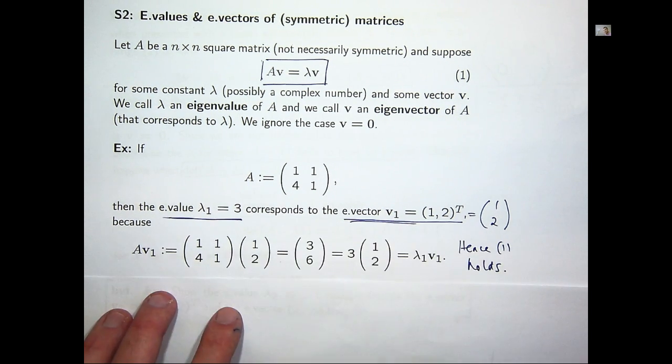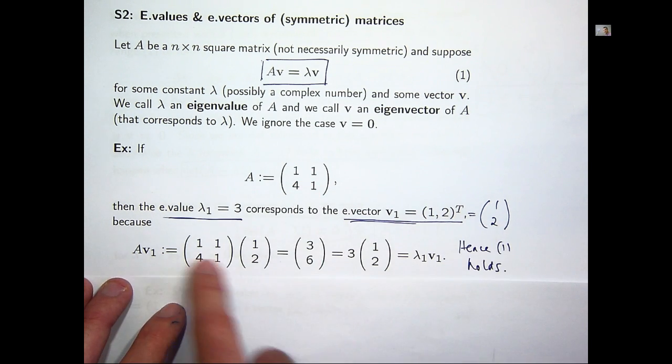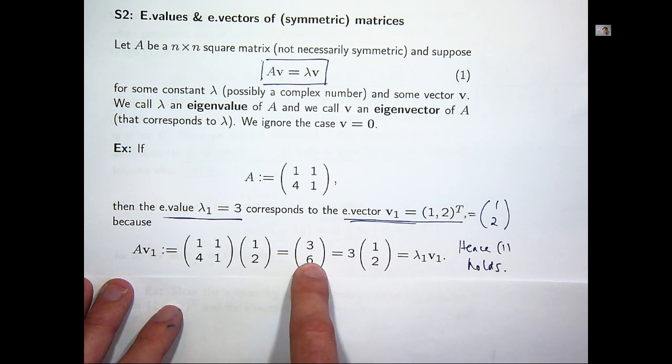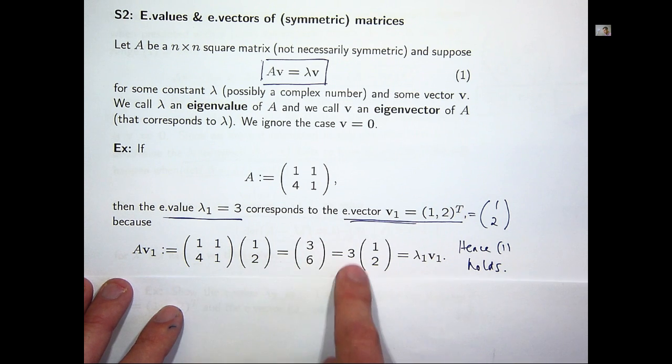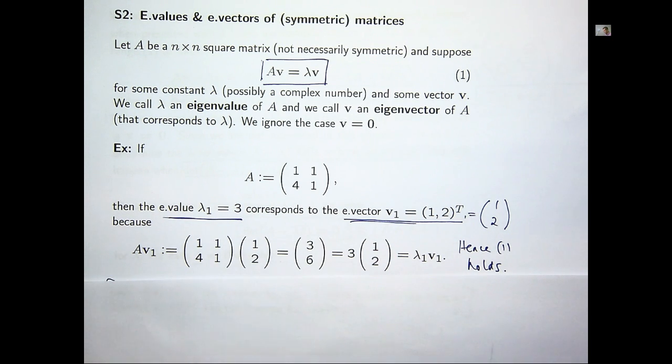Well, let's look at the left-hand side. If I take this and multiply, 1 times 1 plus 1 times 2 gives you 3. 4 times 1 plus 1 times 2 gives you 6. I can take a common factor of 3 and factorize it, so I've written it as a number, 3, times a particular vector, (1, 2). So yes, the equation does hold. So this eigenvector corresponds to this eigenvalue.